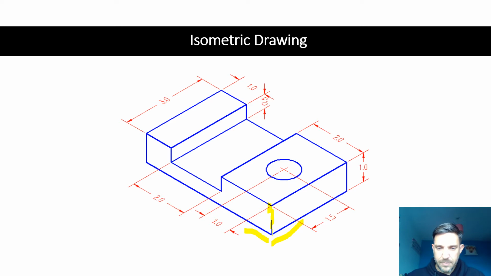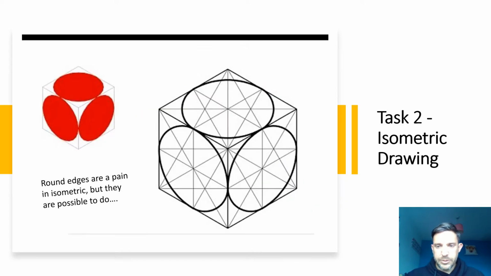Okay, so this isn't a task, that's an error on my slide. However, I mentioned that drawing circles was a pain in the backside because you have to transfer a circle into an ellipse. And look at this on here. Trying to draw this freehand is really difficult to get it just right.